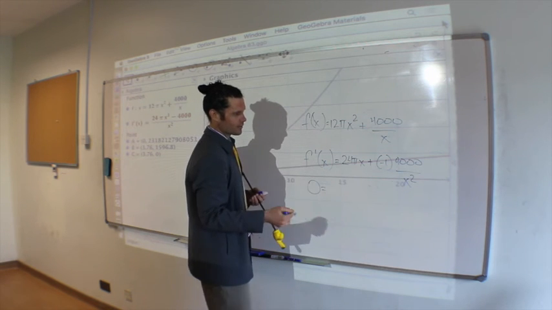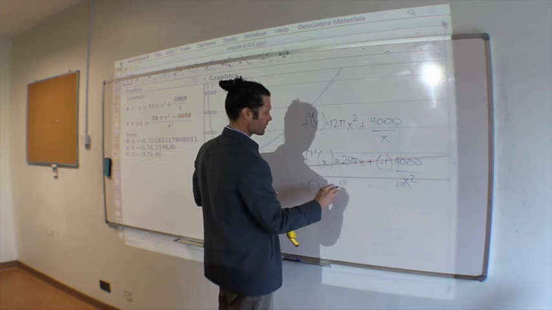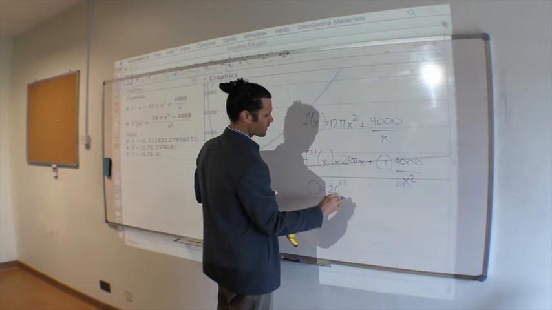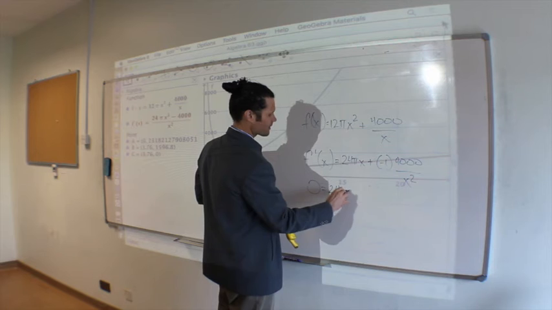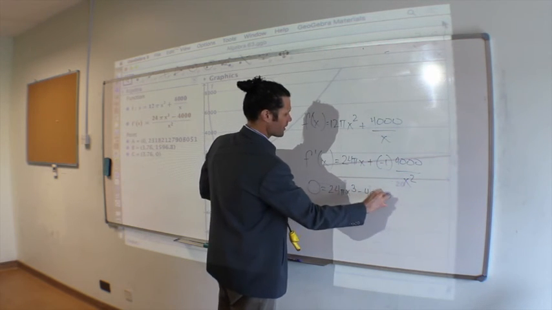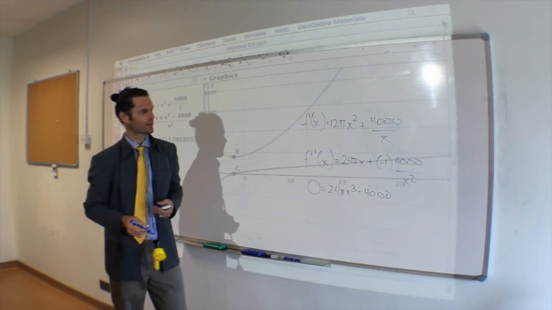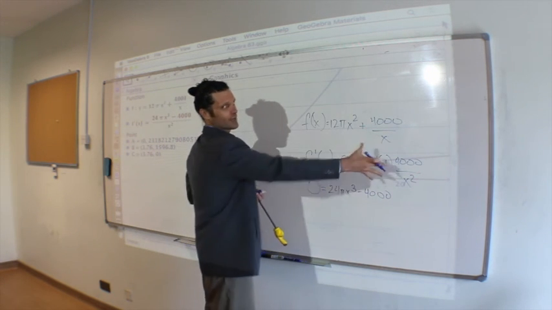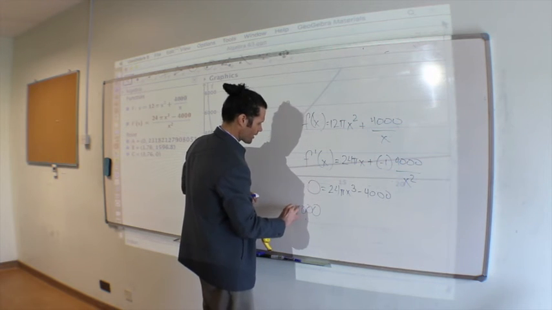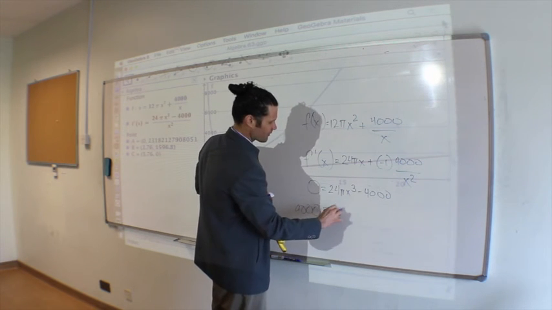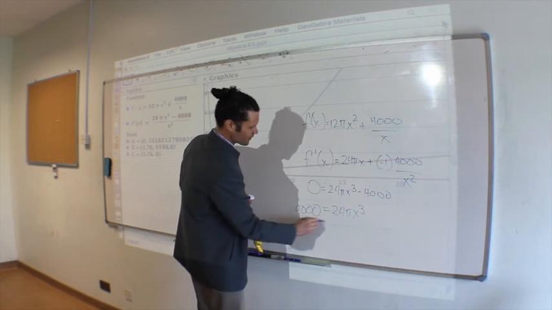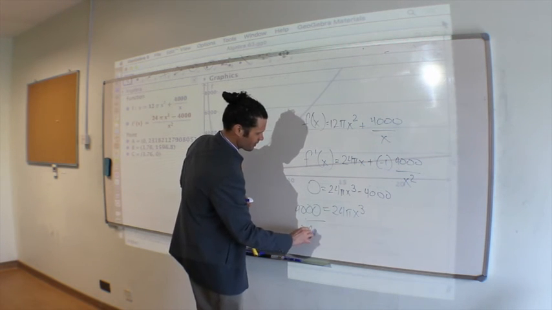X squared times 0, of course, is 0. So 0, we're looking for the root again. So 0 equals pi x cubed then, minus 4,000. And so we can move that 4,000 over to the other side. Or we could have done that first anyway, it doesn't matter. So we get 4,000 then equals 24 pi x cubed. And thus we'll just divide by 24 pi.